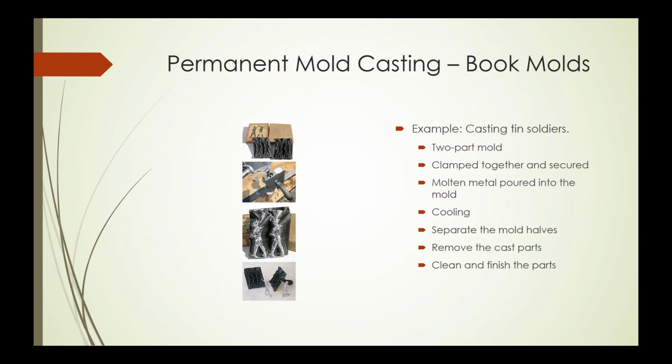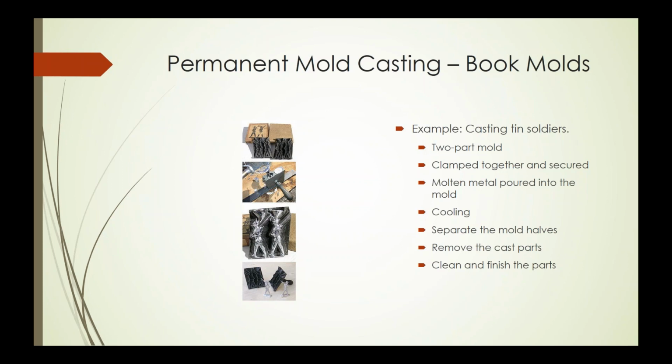And some of these are very high productivity, relatively speaking. A permanent mold casting using what's called a book mold. Here's a book mold. It's a two-part mold. You're making tin soldiers. You have one side and the other side, and you put them together, it looks like a book. You have some holes at the top where you pour the metal in. The third illustration, as you go down, the casting is done, it's cooled, you open the two sides of the mold up, and you extract the parts, and then you finish them.